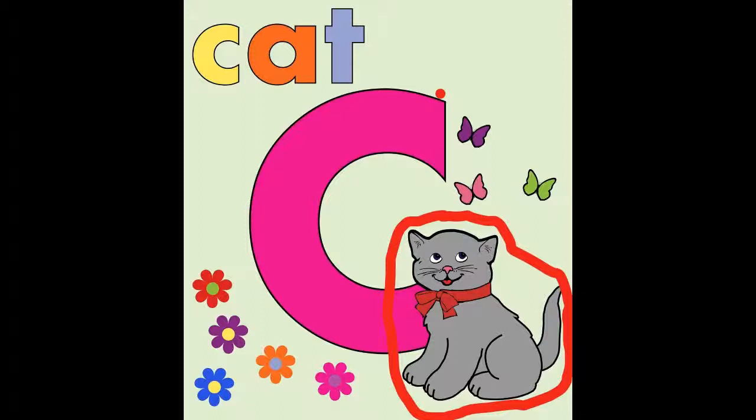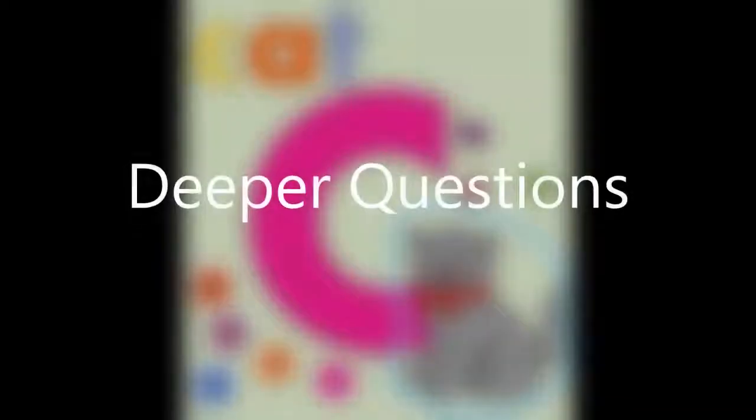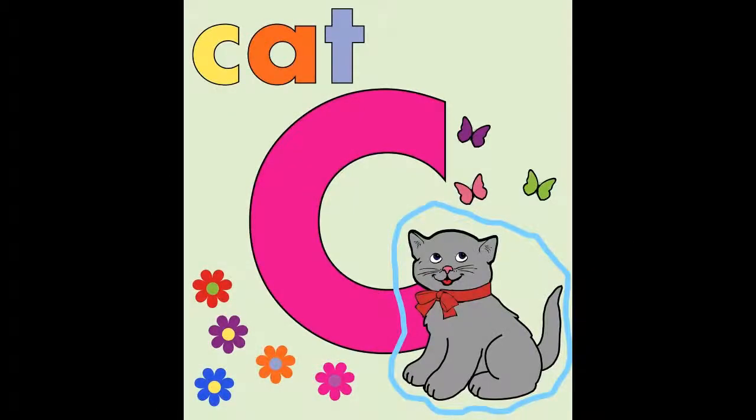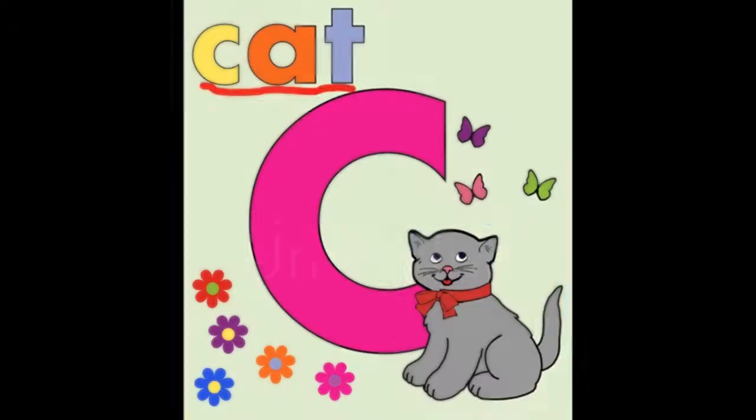On this slide, we can use circling as a teaching element. So you could say, what is it? And circle the cat, as I've done in this picture here. To go a little deeper, you could ask your student, do you have a cat?